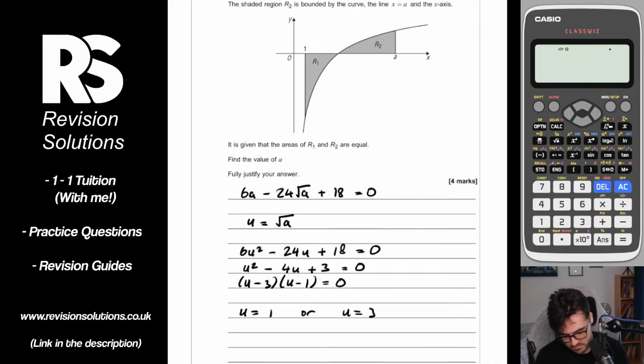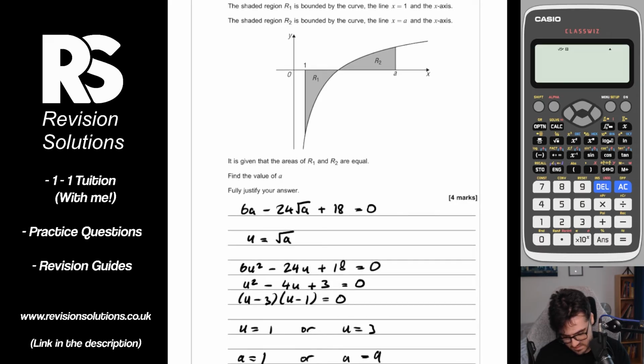And if we think, well, u is the square root of a, so if the square root of a is 1, that would mean a would equal 1, or a would equal 9, excuse me, to square the u value to get the a value, so 1 or 9. Well, it says only one value, not plural, in the question. So one of these solutions must be wrong.